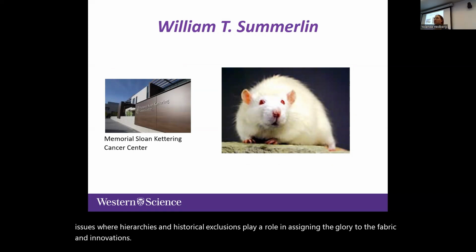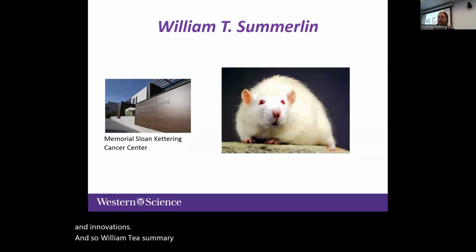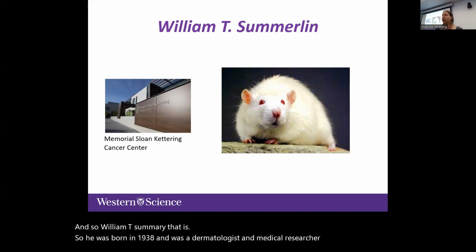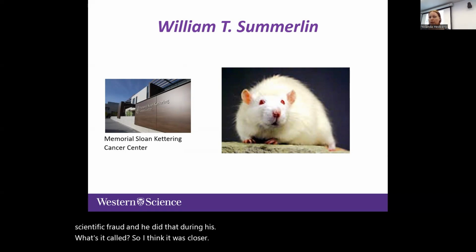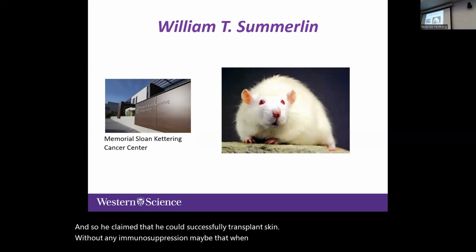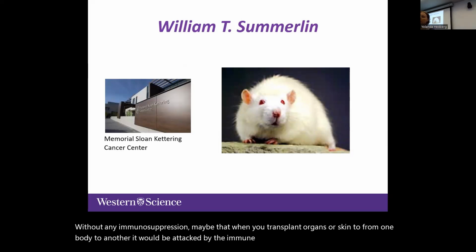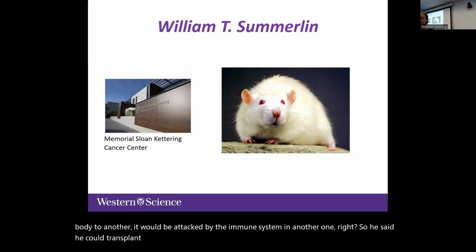So William T. Summerlee, he was born in 1938 and was a dermatologist and a medical researcher, and he engaged in scientific fraud. And he did that during his postdoc, I think. So he claimed that he could successfully transplant skin without any immunosuppression. You know maybe that when you transplant organs or skin from one body to another, it would be attacked by the immune system in the other one, right? So he said he could transplant. He did that with mice, and it was a big thing when he published that.